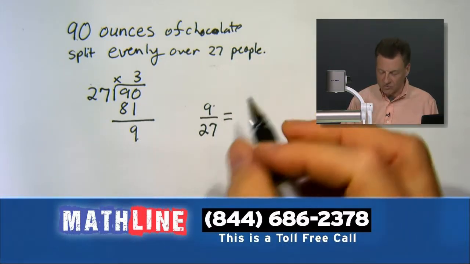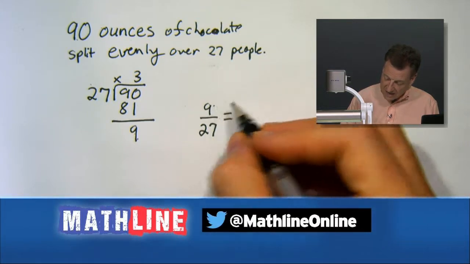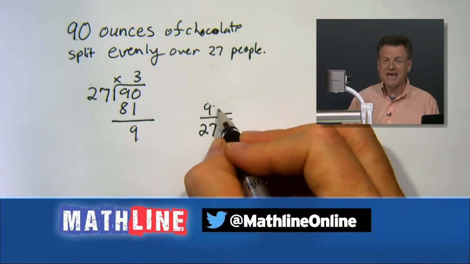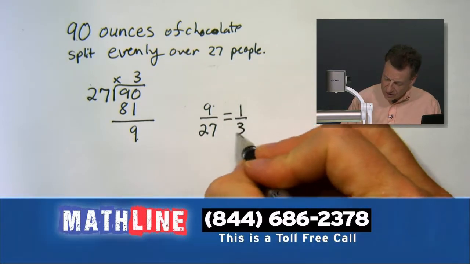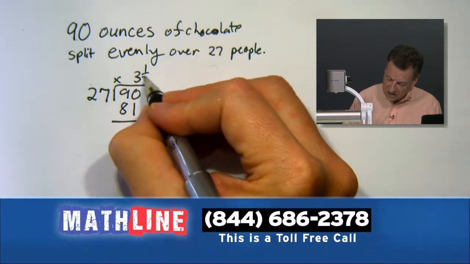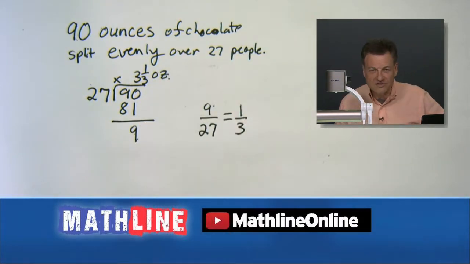How do I know that? Well, it reduces. So let's look at that. We can divide by 3. We can divide by 9. Both of those numbers divide by 9, which is going to give us 1/3. So in this case, Tyler, here you go. Each one is going to get 3 1/3 ounces.